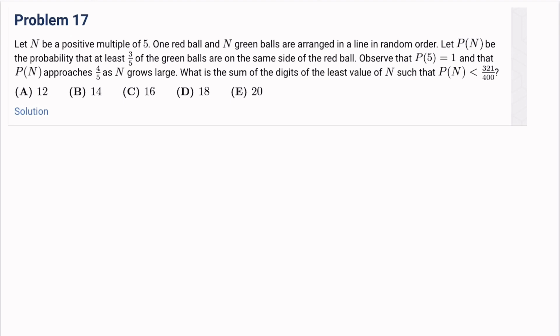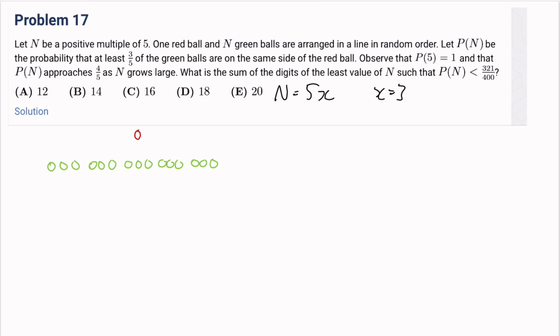So let's say n equals 5x, right? And let's just say x equals 3, right? Then we will have 15 green balls. So 1, 2, 3, 1, 2, 3, 1, 2, 3, 1, 2, 3, 1, 2, 3, 15 green balls, and we have 1 red ball somewhere here, and Pn is the probability that at least 3 over 5 of the green balls are on the same side of the red ball.